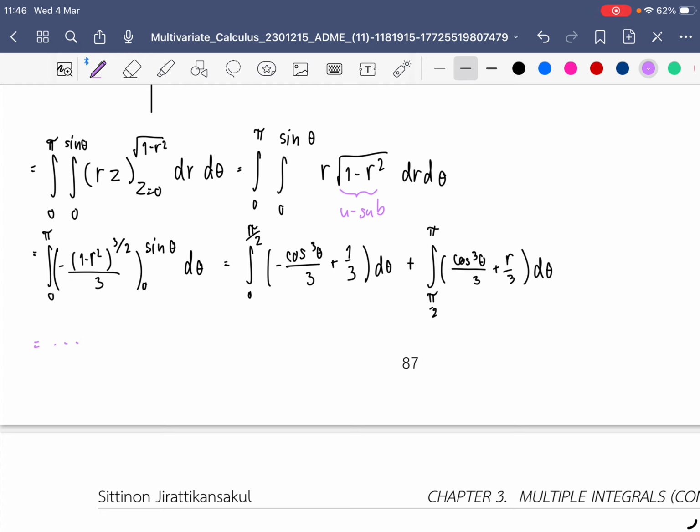But anyway, I don't want to focus too much on calculating. In the exam, I'll try to make integrations reasonable, not this huge mess. Okay?